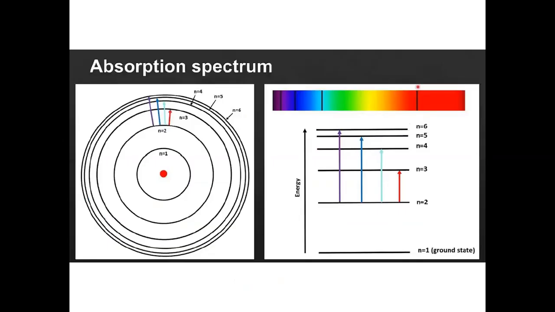Then there are absorption spectrums. When you go to the atomic level, the electrons in the shells can absorb energies, and they can jump into the upper energy level. So you'll be seeing some energies are missing. That's due to the absorption.